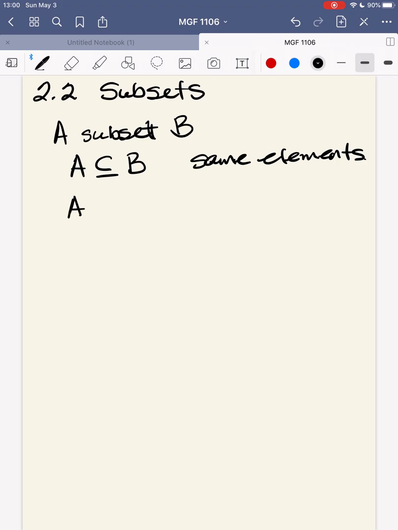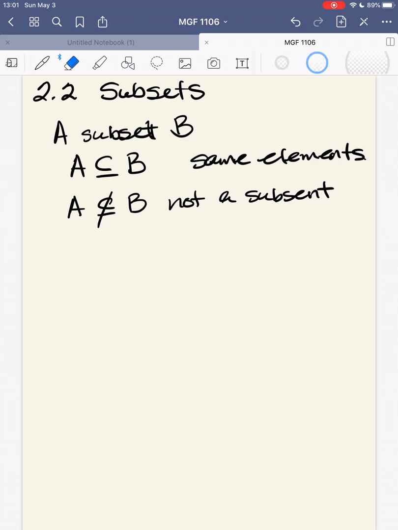If we go ahead and use a different notation, this means it's not a subset. So you probably are seeing a little bit of a trend here. Set, not sent. Okay, so not a subset.